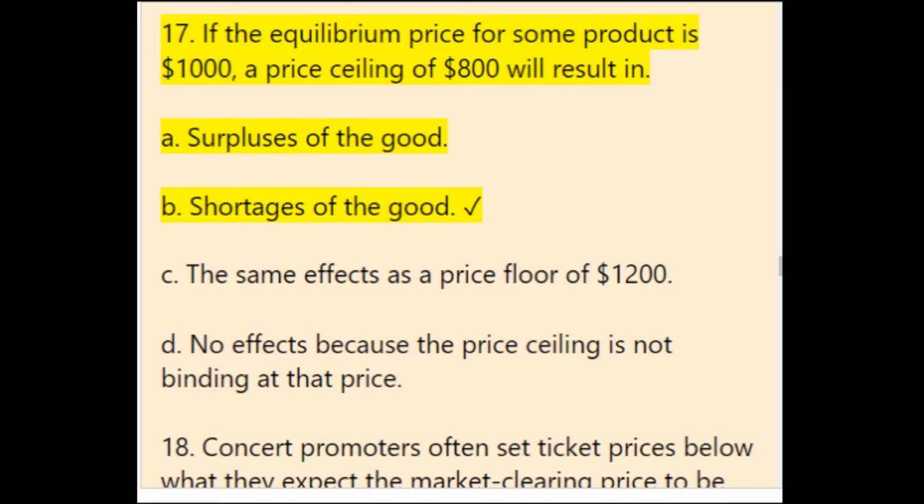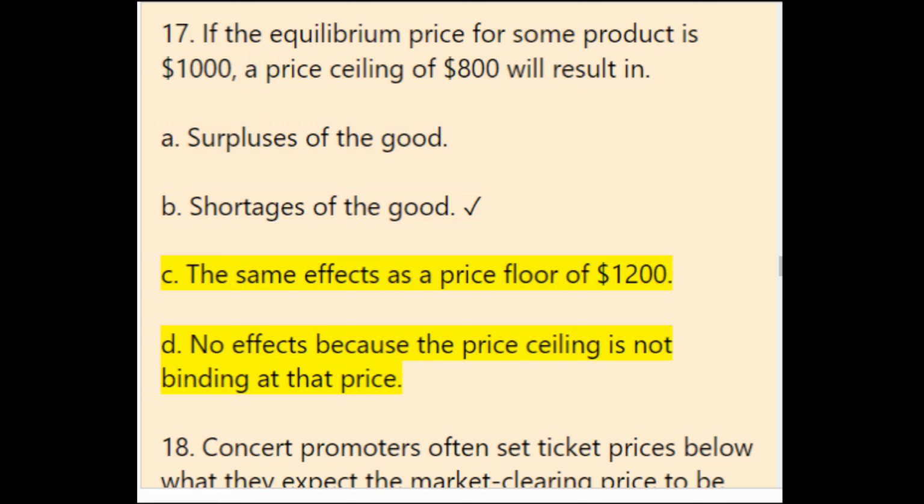17. If the equilibrium price for some product is $1,000, a price ceiling of $800 will result in: A. Surpluses of the good. B. Shortages of the good. C. The same effects as a price floor of $1,200. D. No effects because the price ceiling is not binding at that price.